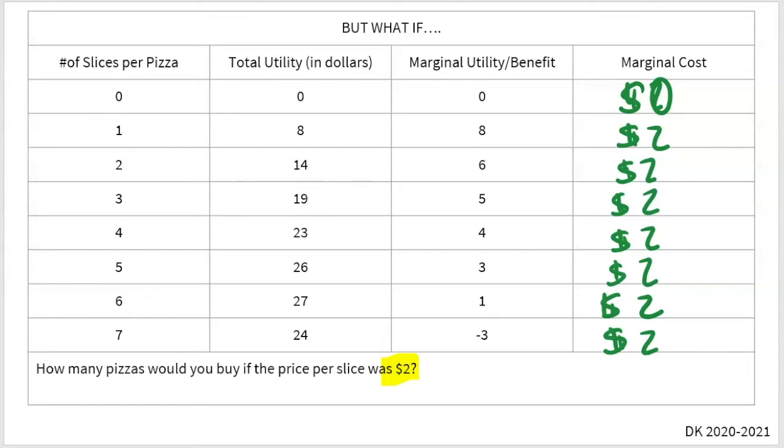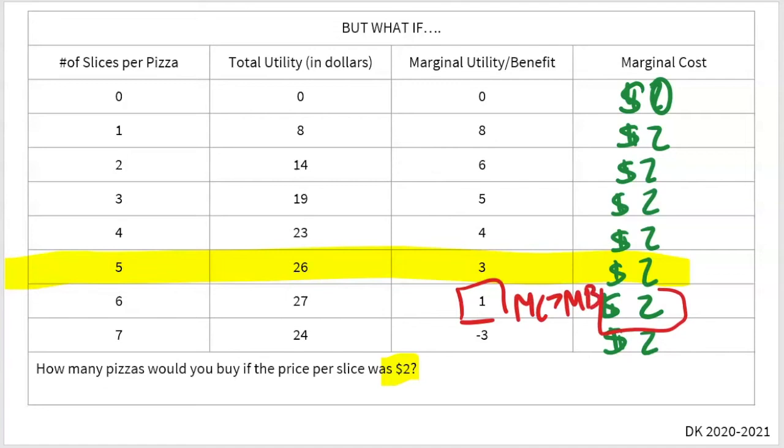All right, so the answer you should have gotten was still 5 pizzas. But if you notice, our marginal benefit doesn't equal our marginal cost. We're gaining $3 worth of satisfaction from the 5th slice, but it's costing us $2. So we're still going to consume that 5th slice. We're not going to consume that 6th slice because, just like our last example, we're gaining $1 worth of satisfaction and it's costing us $2. So here our marginal cost is greater than marginal benefit, so we're not going to consume that 6th slice.